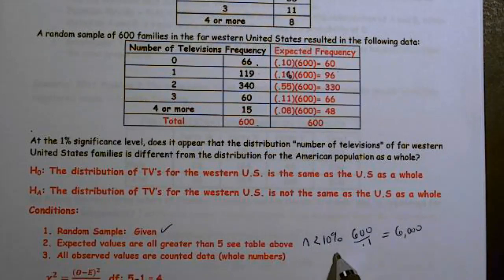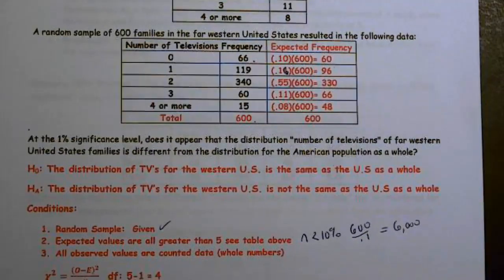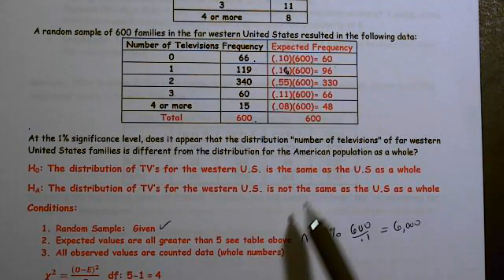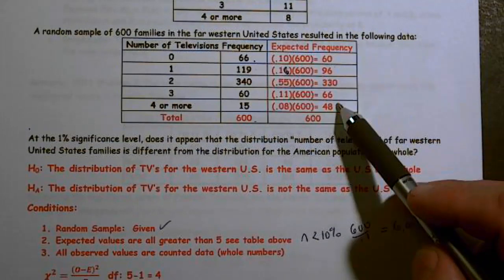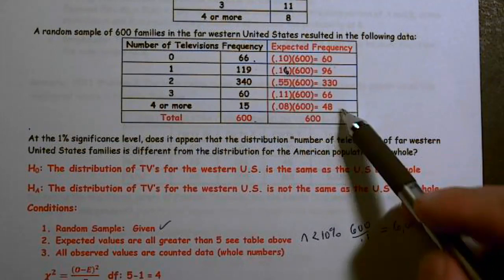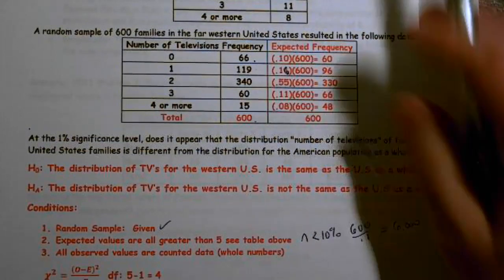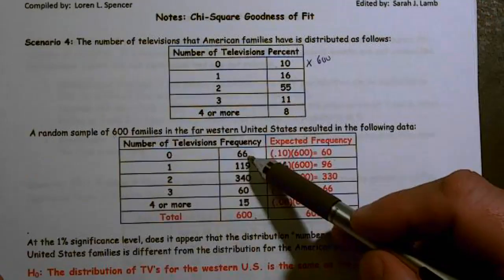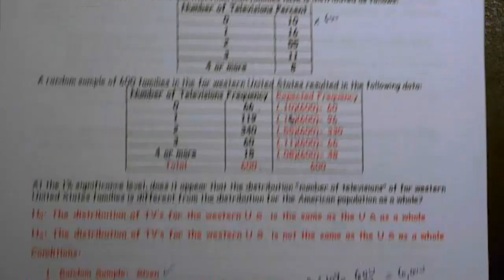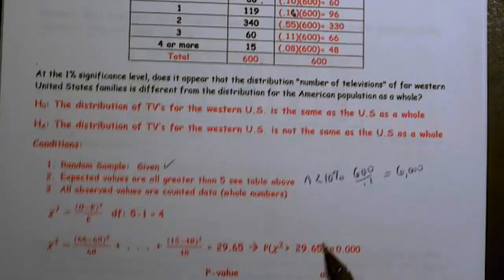Conditions: random sample, they gave it to us. We need to address the 10%, so n is less than 10% of the population. 600 divided by 0.1 is 6,000, so we need at least 6,000 families in the western US, and there are much more than that. Our expected values are all greater than 5. Our smallest one is 48, so we're not even close. Expected values can be decimals, but the observed values have to be whole number counts.